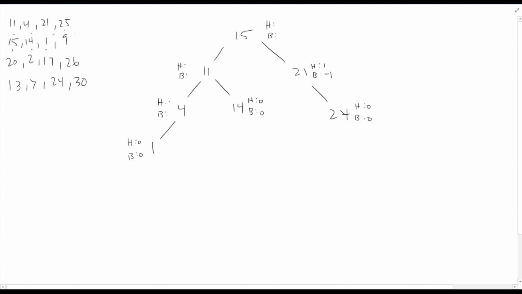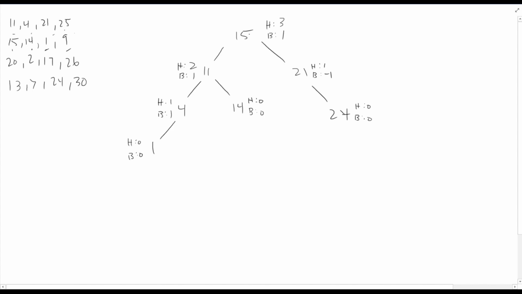Okay, back up. Height is 1. Balance factor is 0 minus 0, which is 0. Okay, back up. Height is 2, and we get 1 minus 0 is 1. We're okay. Up to the next level. Height is 3. We get 2 minus 1 is 1. We're still good. All right. After the 1, no imbalance created.